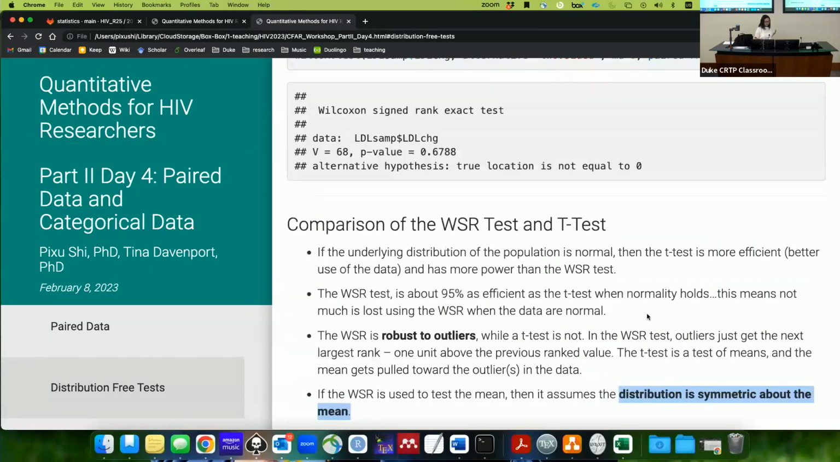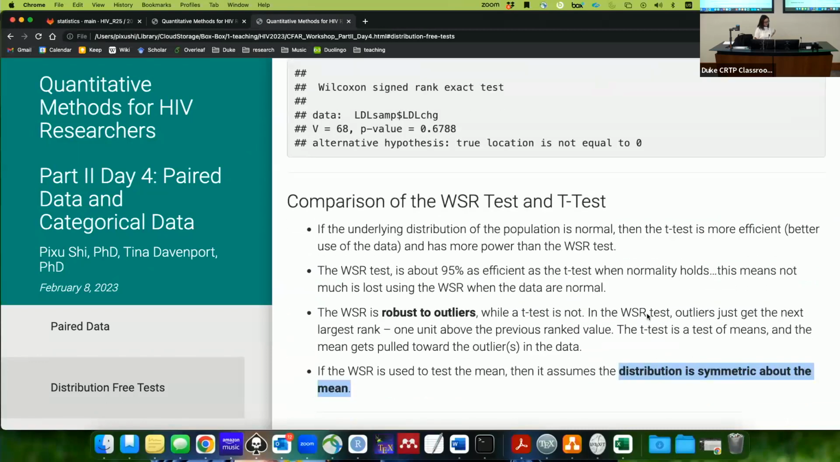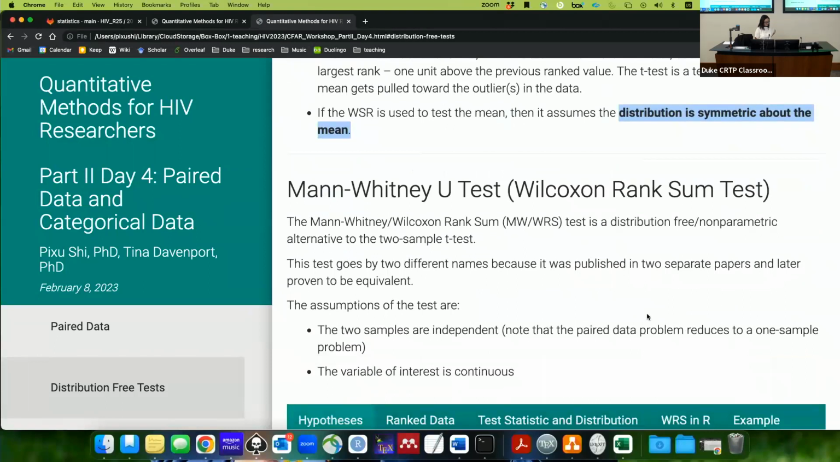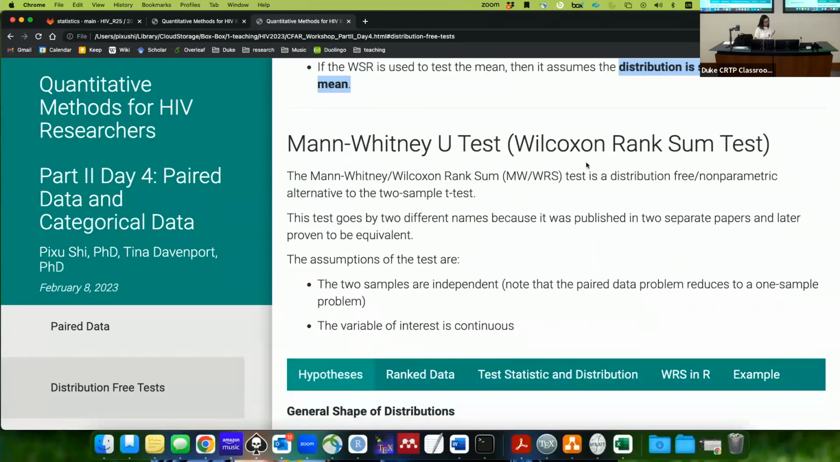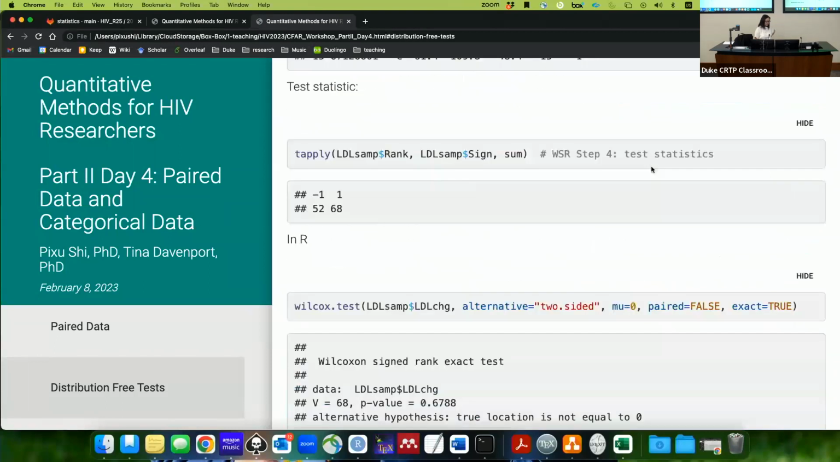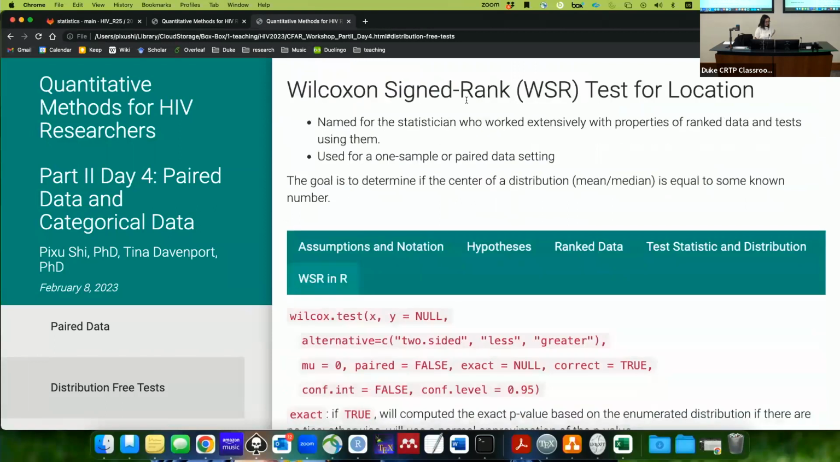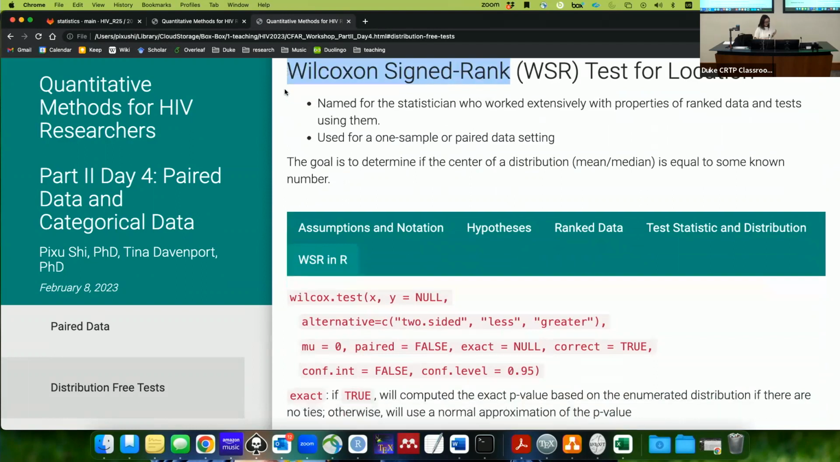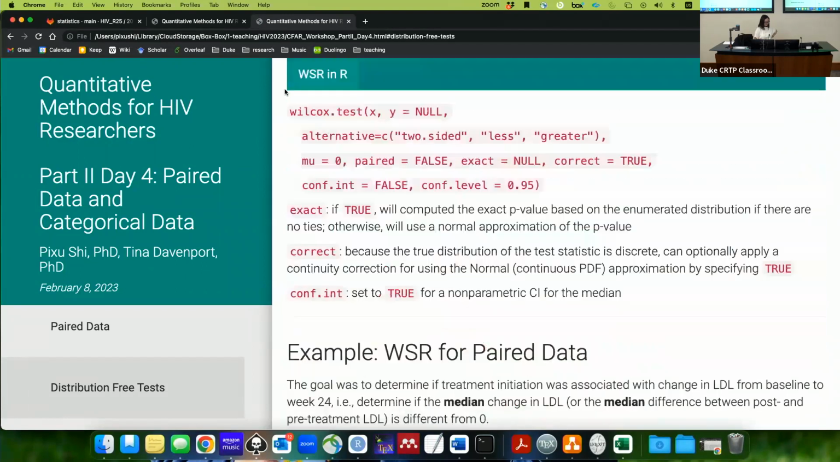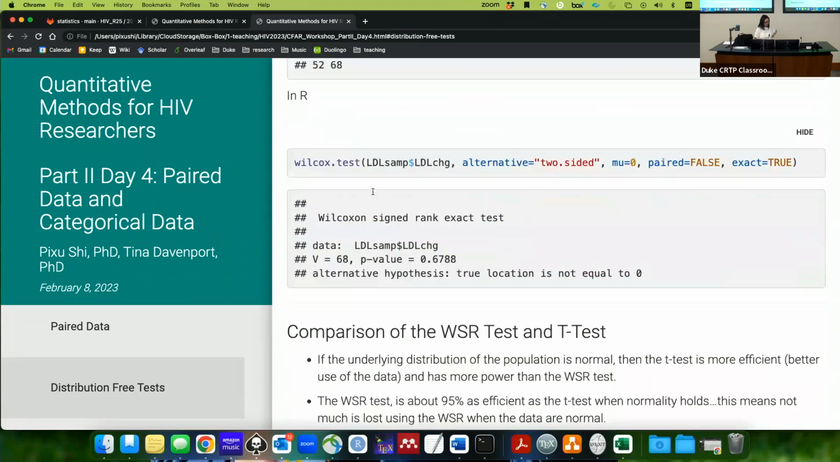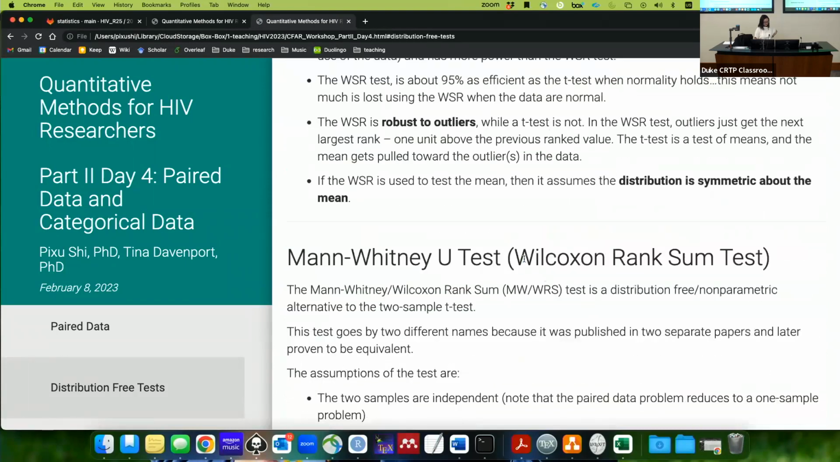That's the one sample test. And we also have two sample tests that's called the rank sum test. The other one is signed rank test. I often misspeak the two names, Wilcoxon, because they're both named after Wilcoxon. This one has another name, Mann-Whitney U test. They are exactly the same test, just named after two different statisticians.